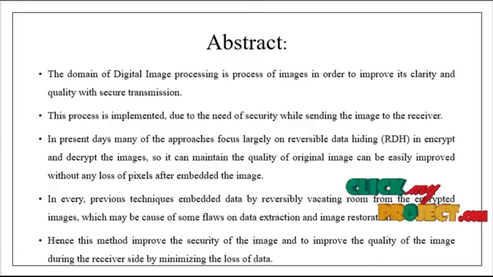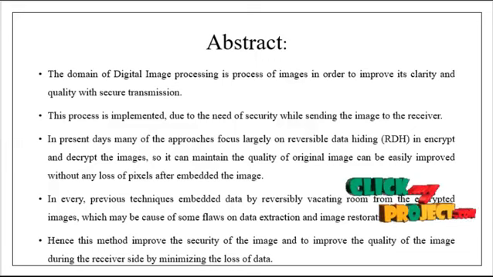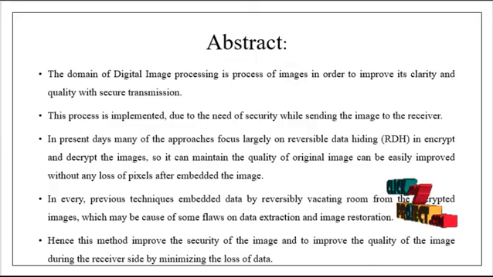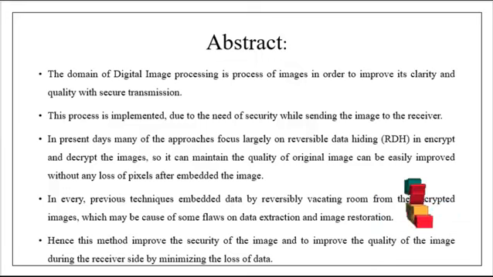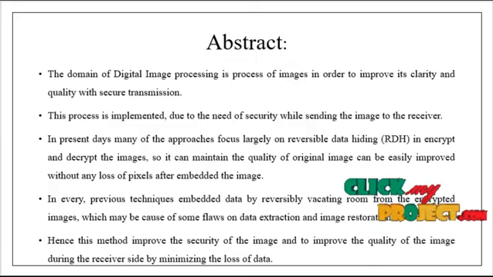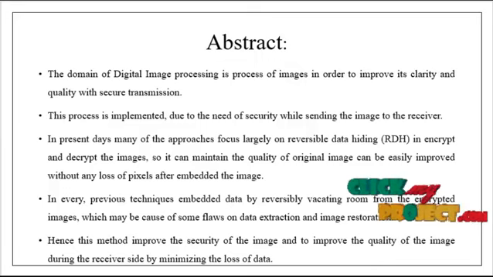The domain of digital image processing is the processing of an image in order to improve its clarity and quality with secure transmission methods. Even though an image has good quality, during compression or encryption the quality of the image will decrease. So this process is implemented due to the need for security while sending the image to the receiver side. Nowadays, many approaches focus largely on reversible data hiding in encrypting and decrypting images, so that the quality of the original image can be maintained and easily improved without any loss of pixels after embedding.